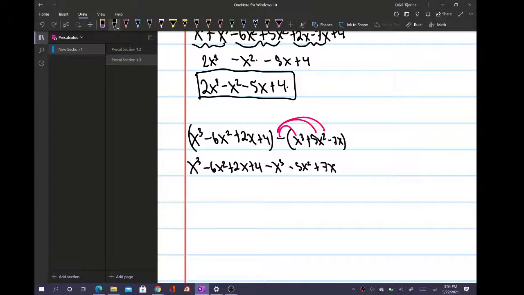Now we can go ahead and rewrite this in order of descending exponents. X cubed, and then we have a minus x cubed, and then we have a negative 6x squared. So let's cross out as we go along. And then we have a minus 5x squared, right? And then a plus 2x, and then a plus 7x, and then a plus 4 right here, okay?